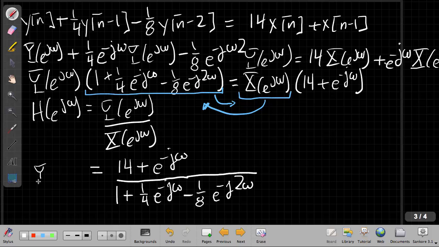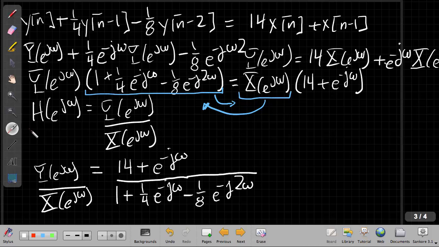1 plus 1/4 e to the minus j omega minus 1/8 e to the minus j2 omega. Okay, and let me copy that y over x down here because it makes it a little easier to see how this really is the same equation. And when you first start doing these, sometimes it's easy to get them upside down, so you do want to always double check things. If I multiplied both sides by X of e to the j omega, this numerator would give me back this right-hand side right here.